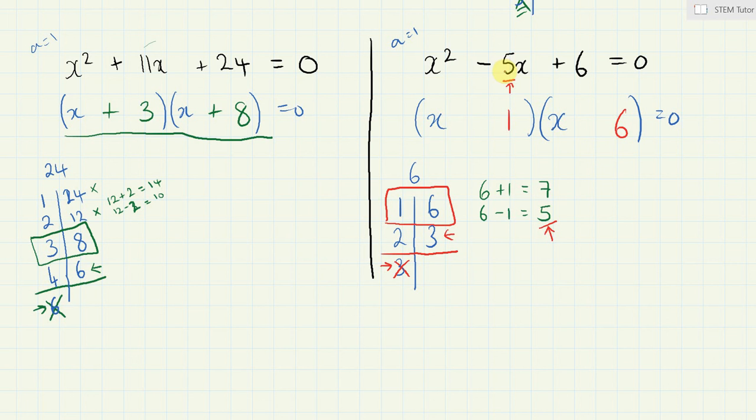And now you ask yourself, how do we get to minus 5? So the way we get to minus 5 with 1 and 6 is if we had minus 6 plus 1, we would get to minus 5. So minus 6 plus 1 would give us minus 5. So in terms of x squared minus 5x plus 6 equals 0, that is factorised into these sets of brackets.